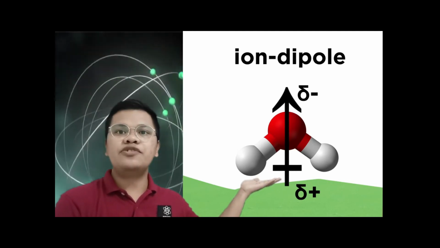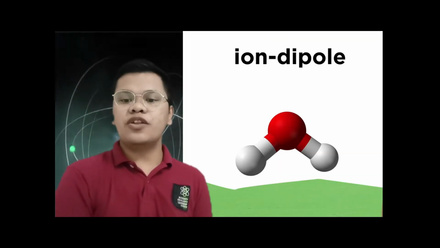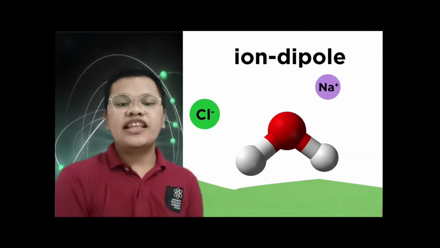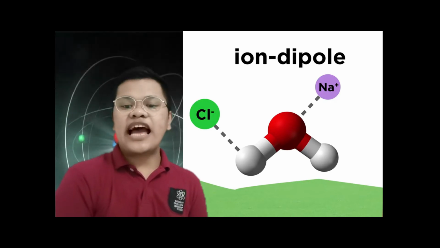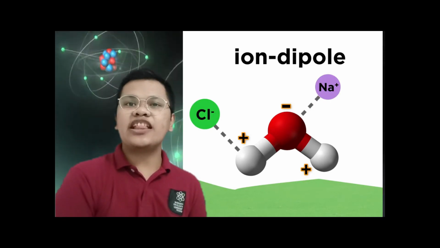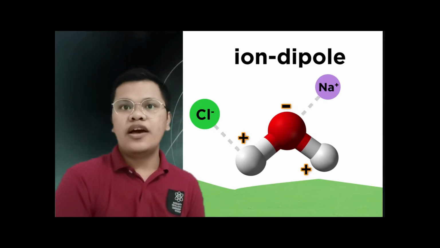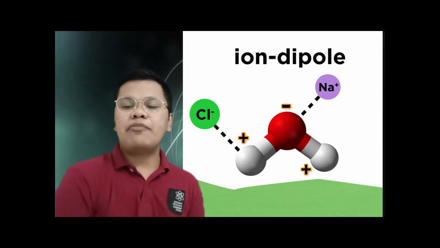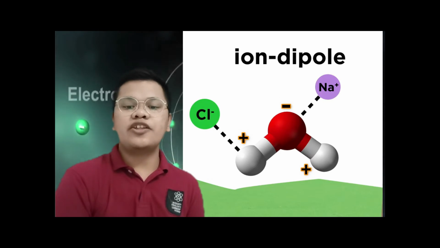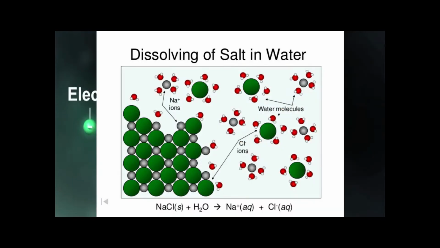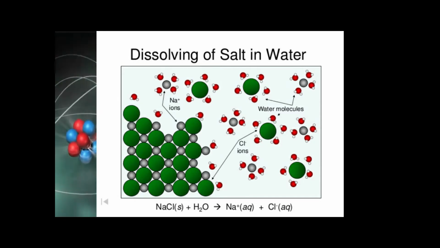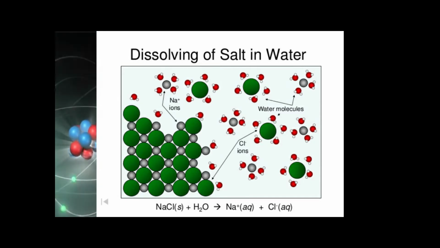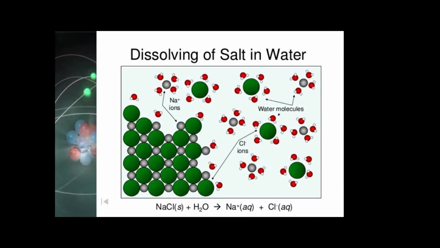Dipoles can make electrostatic interactions because the partially negative side is attracted to positive charges, while the partially positive side is attracted to negative charges. When sodium chloride dissolves in water, the sodium ion makes ion-dipole interaction with the negative side of water's dipole, and the chloride ion makes ion-dipole interaction with the positive side of water's dipole. Each ion can make several interactions which store a lot of energy, which is why sodium chloride dissociates in water.